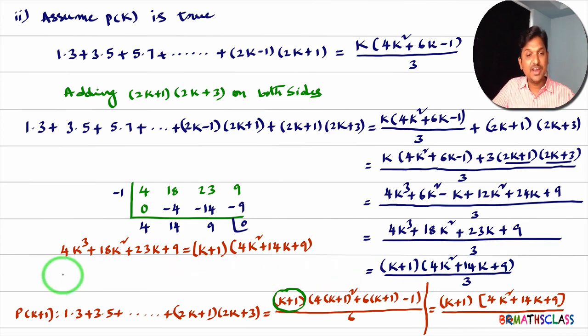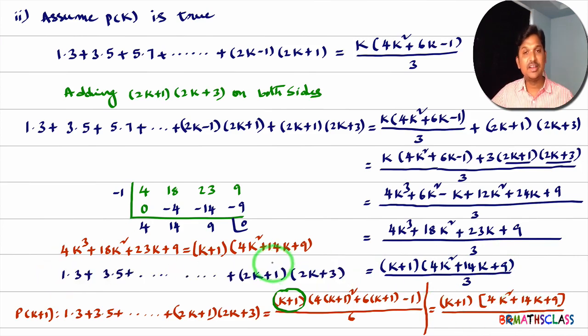Let me write this left hand side part also. Now let's come to the main point. As you assumed P of k is true, after adding a term, whatever statement you got, that is also true. After doing a little bit of simplification here, what you got, that is also true. What is this? This is P of k plus 1. Therefore, I'll write P of k plus 1 is true.